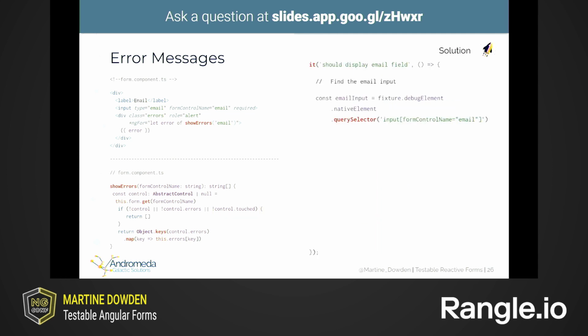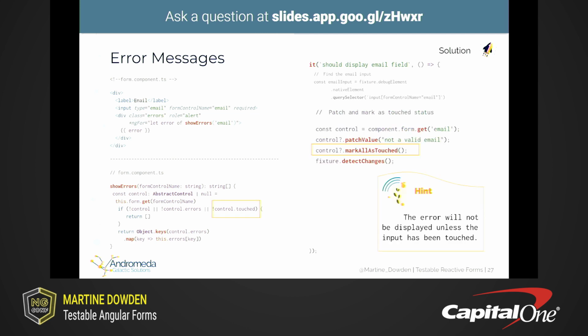All right. Okay, so the first thing we're going to do is we've found our email, right? That's the same start we did last time. We're going to find that email input, and we know that we are looking for the fact that it has been touched. So we want to make sure that when we patch the email with a not valid email address, I'm looking for that error, and I'm going to mark it as touched. That's when I'm going to detect my changes, because now it's both invalid and touched, that's when it's going to trigger that UI update. So that's when I want to detect my changes.